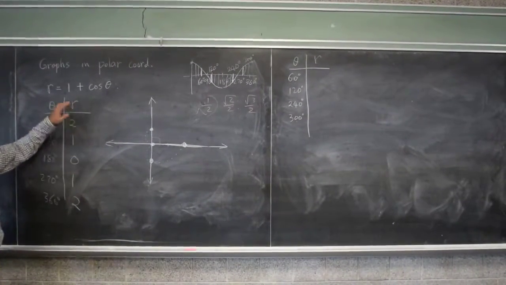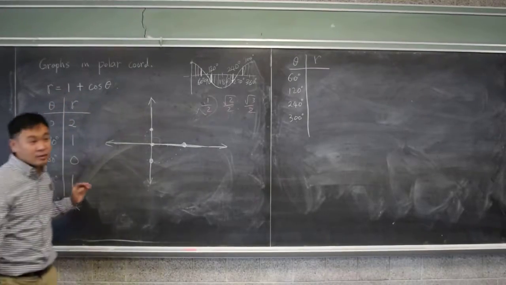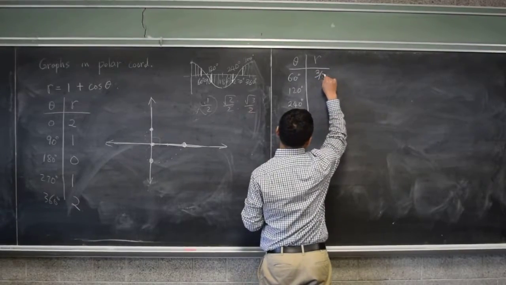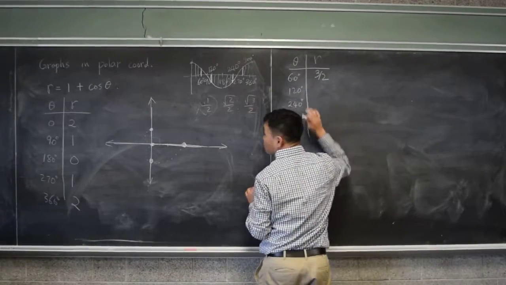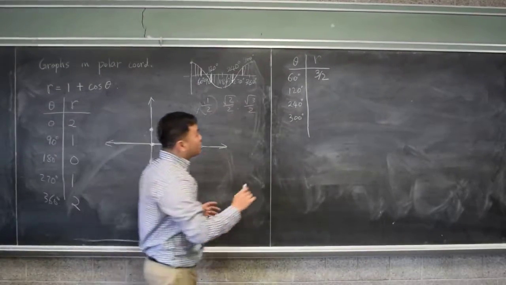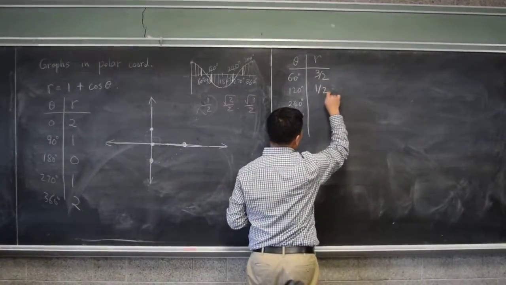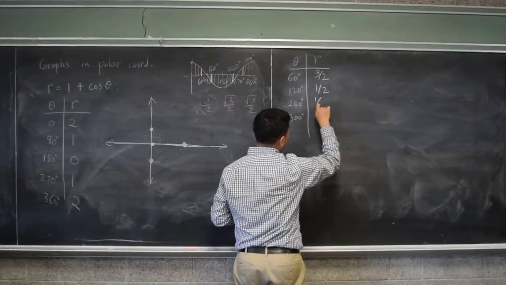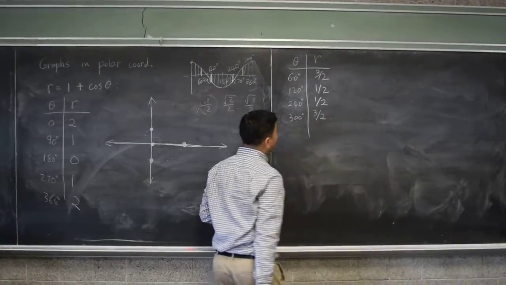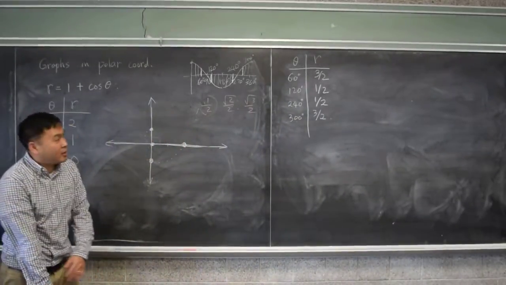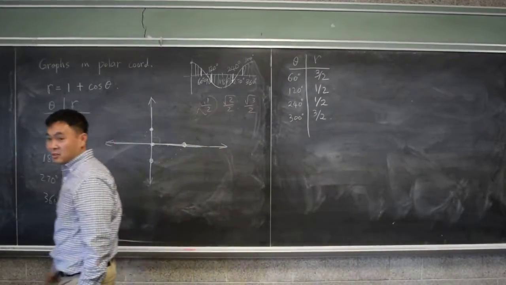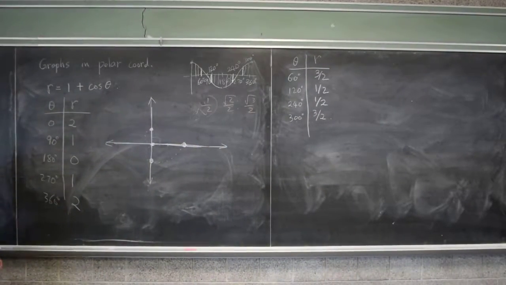Okay, so let's do that. 1 plus 1/2 is 3/2. Right? Okay. At 120, it's 1 minus 1/2. What's that? Just 1/2, right? 1 minus 1/2 is 1/2. And again, 1 minus 1/2. Okay, so these are like 1.5, 0.5. So those are the quantities. So let's try to use it.